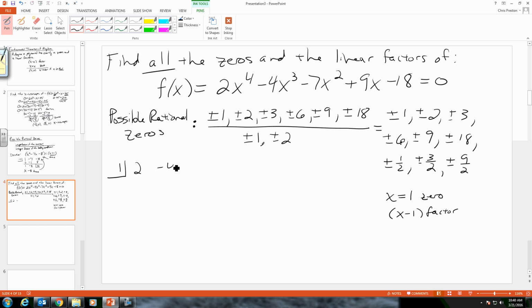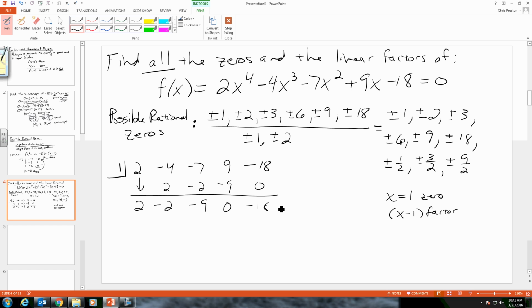2, negative 4, negative 7, 9, negative 18. Let me double check: 4th power, 3rd power, 2nd power, 1st power, 0 power. Okay, that's everybody. And what am I looking for? I'm looking for a remainder of 0. So 2. 2 times 1 is 2. Negative 2, that's negative 2. That's negative 9. Looking good. Negative 9 is... oh, no. Remember, this last number is my remainder. I didn't get a remainder of 0. That means that didn't work.